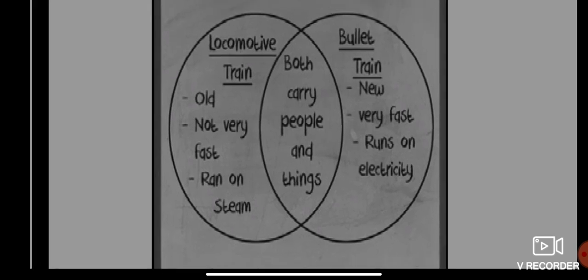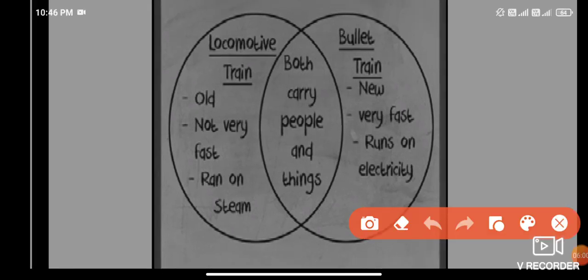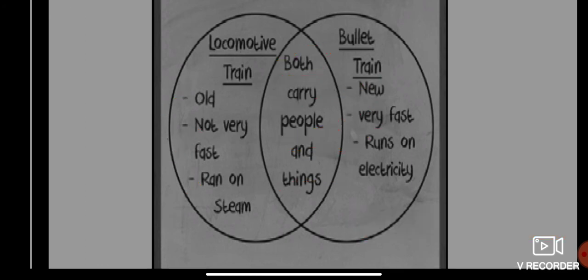The difference between the two trains is that locomotive trains are not very fast, they run on steam, with the help of steam. Whereas bullet trains are new, they are very fast, they run on electricity. One similarity between both trains is that they carry people and things. So remember, both locomotive and bullet train carry people and things, that makes them similar.